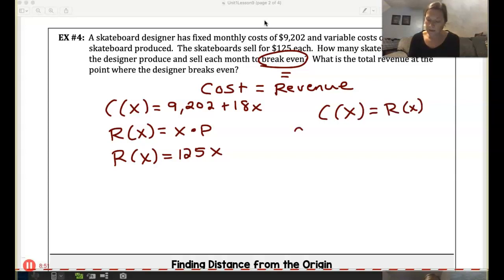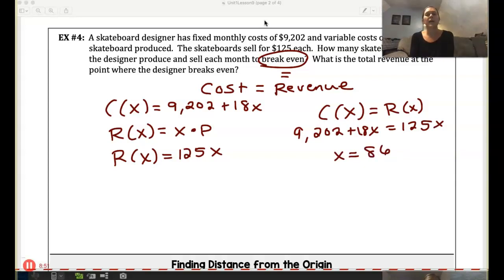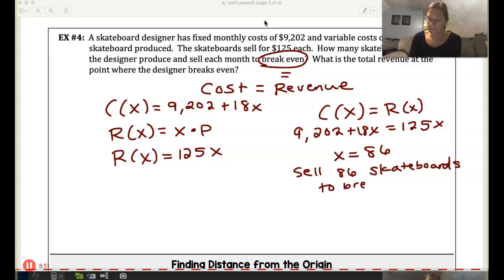So here we go. 9,202 plus 18x. When does that equal 125x? All right, I'm going to jump right to the answer because we all can do that math, I would assume. We get x to be 86. So that means we need to sell 86 skateboards in order for me to break even. Anything beyond those 86 skateboards, so 87, then I'm going to start bringing in a profit, right? Anything less than 86, I'm not making a profit yet. I'm still in the hole from the cost of making everything.